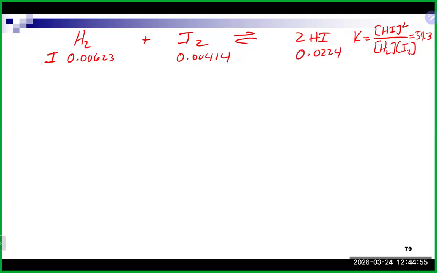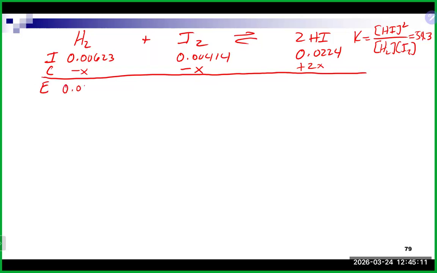In this case, we got 0.0224 happening. Ice table here, we're going to go minus x, which we confirmed with our Q calculation that it is heading in that direction. We're going to do a plus 2x. And then obviously here, we're just going to bring everybody down. 0.00623 minus x, 0.00414 minus x, and this is 0.0224 plus 2x. Something people screw up on. They're so used to doing minuses at this point. This is plus here, right? 2x. So not minus. Any questions on the ice table?